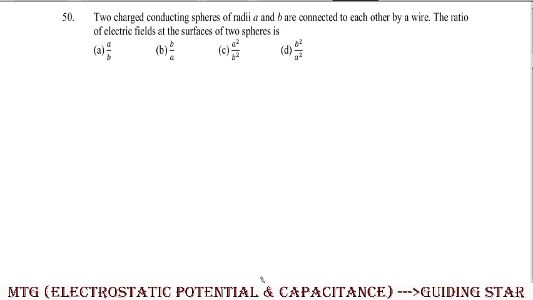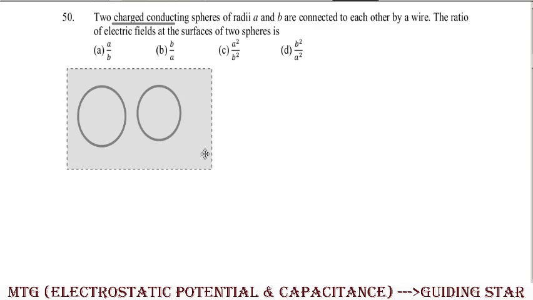Next, in question number 50: two charged conducting spheres of radii A and B are connected to each other by a wire. The ratio of electric field at the surfaces of the two spheres is? Suppose we take two conducting spheres. They have already said that the spheres are charged. Clear? So here we will be taking two charged conducting spheres having different radii A and B. Clear?